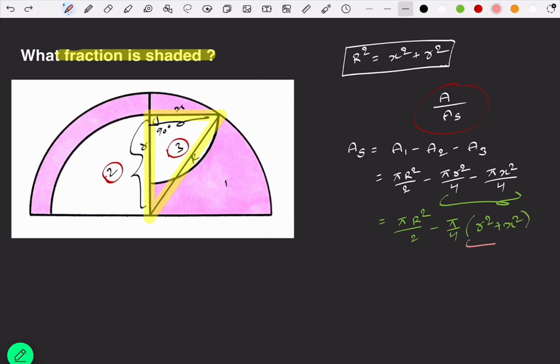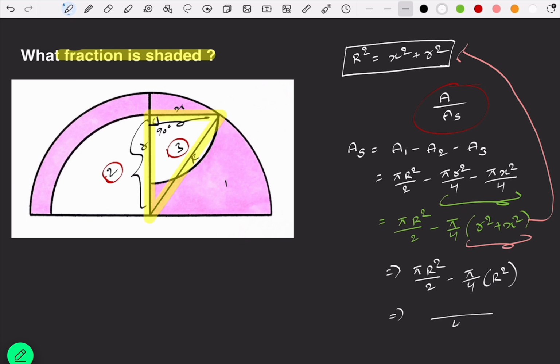In the place of r square plus x square here, can we substitute this value because it is equal to capital R square? If we substitute that value in here, then pi times R square by 2 minus pi by 4 times capital R square. If we take 4 as LCM, then 2 times pi R square minus pi R square. Now the answer is pi times R square divided by 4. This is equal to the area of the shaded part.